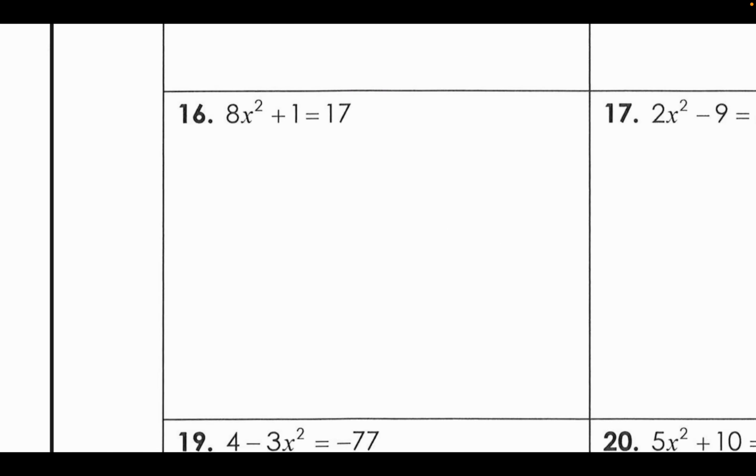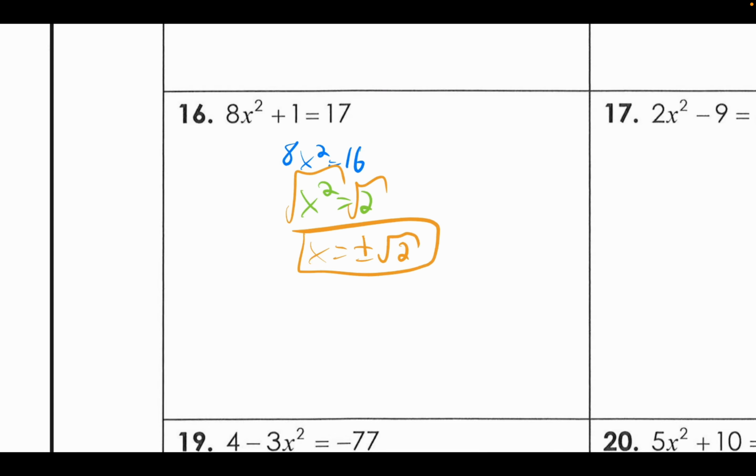Number 16. X is being squared, so we need to get x by itself by subtracting 1 and dividing by 8. So if I subtract 1, I get 8x squared equals 16. And if I divide by 8, I get x squared equals 2. So then I square root both sides to undo the square, and I get x to equal positive and negative square root 2. Now, I can't simplify the square root of 2 anymore because the only factors that go into 2 are 1 and 2. And calling it the square root of 1 times the square root of 2 doesn't help us at all because we didn't make our radicand, the number inside the radical, the 2 here, any smaller. So this is our answer. So for non-perfect squares, our answers will involve the square root just like they did on the previous page.